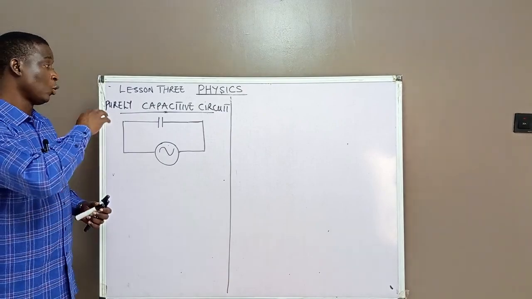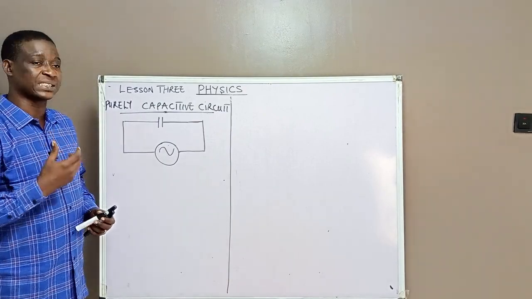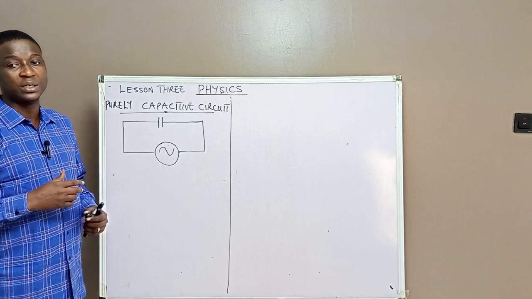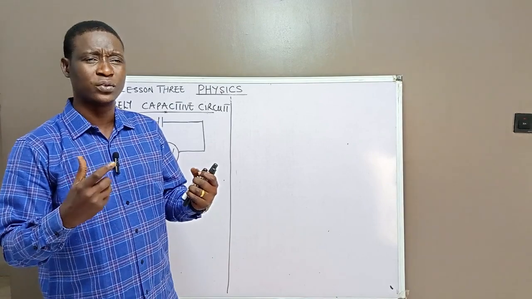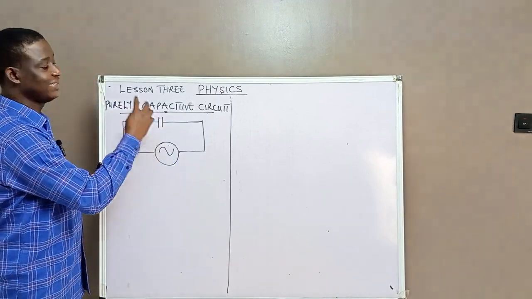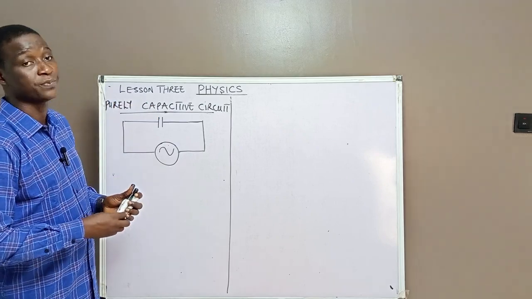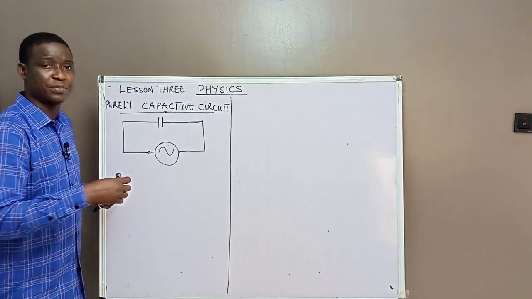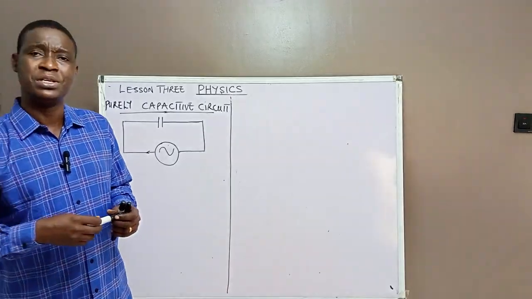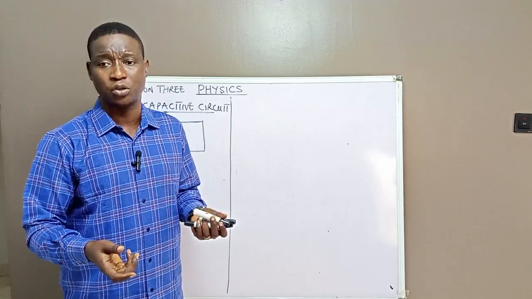Hello everyone. We want to talk about the purely capacitive circuit. And what is a purely capacitive circuit? A purely capacitive circuit is a circuit in which the capacitor is connected directly to the AC. And don't forget, as it's connected directly to the AC source, it can be an alternator, it can be an AC generator.